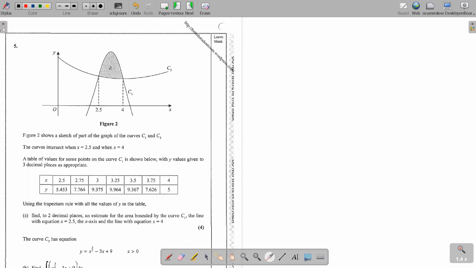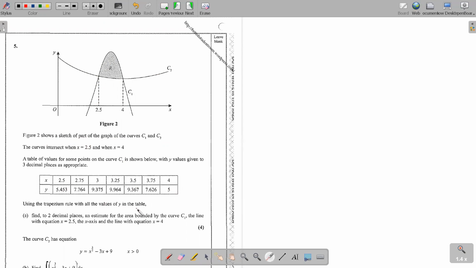Okay, so moving on to question number 5. They say here, figure 2 shows a sketch of part of the graph of the curves C1 and C2. So we can see C1 and C2, the two curves. The curves intersect at x equals 2.5 and when x equals 4. A table of values for some points on the curve C1 is shown below with y values given to 3 decimal places as appropriate. Okay, so the table is filled.